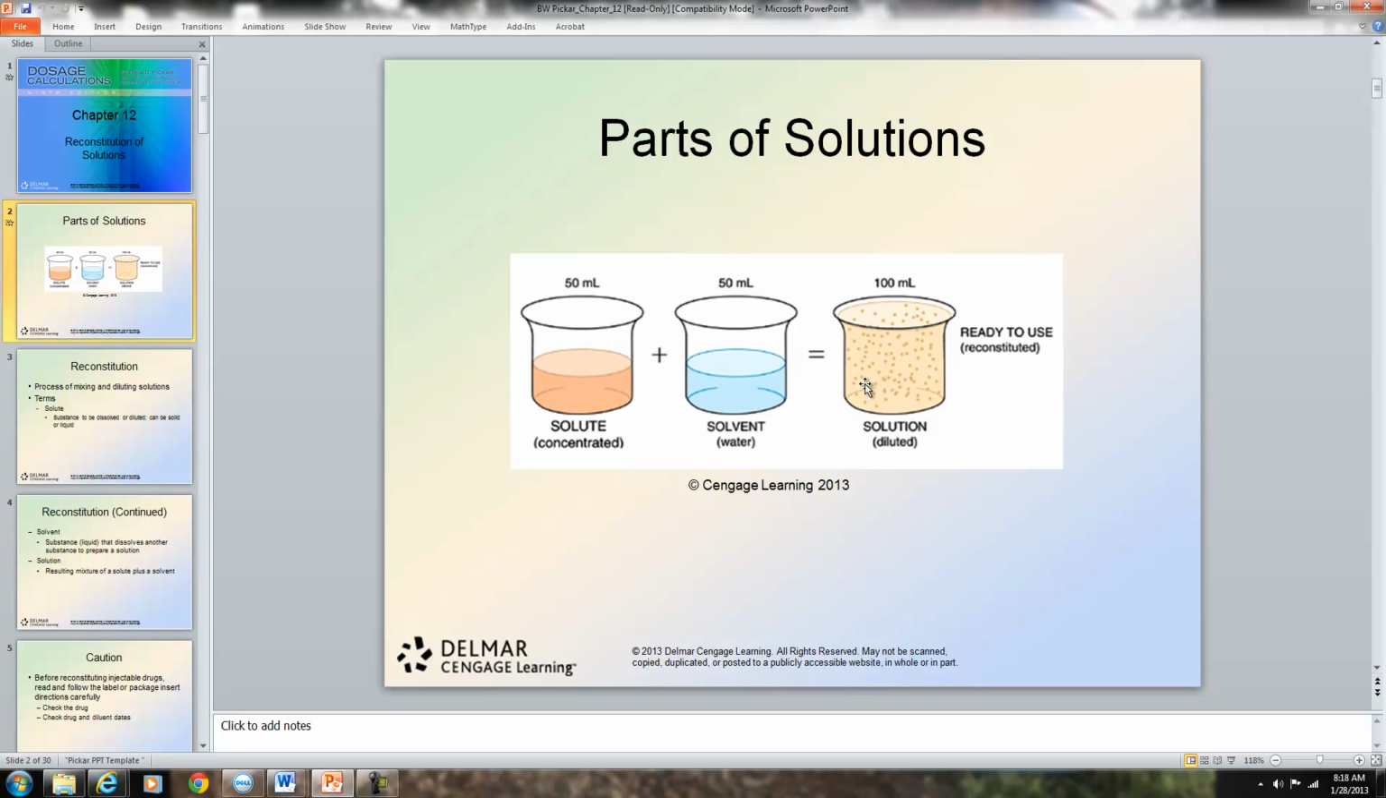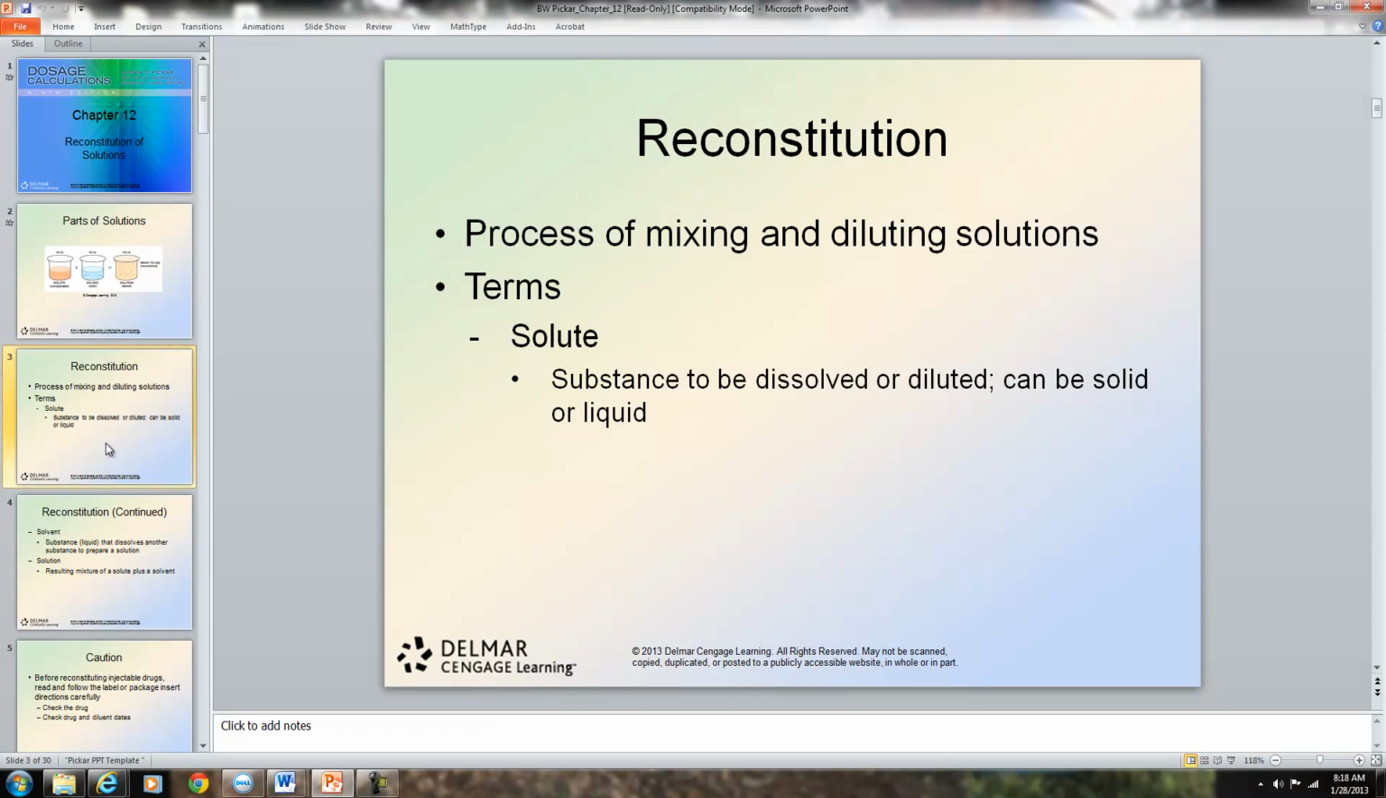It's the same process as when you make hot chocolate, where you take the powdered chocolate and you mix it with milk. So you have the solute and the solvent, and then you have something delicious to drink. So the things that we want to talk about today is the process of mixing and diluting solutions, and then we want to remember the terms.